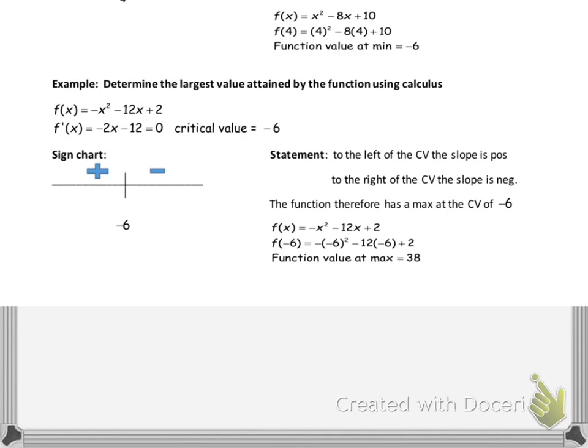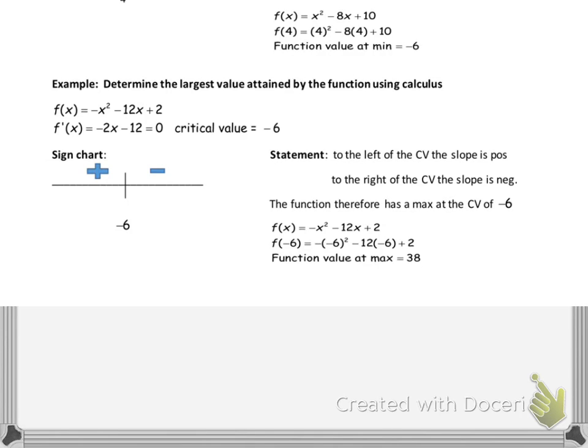Okay, so in the second example, we've been asked to determine the largest value attained by the function using calculus. So here's your function, your f of x. Take your first derivative, set it equal to 0. You're finding where the slope of the first derivative is 0. That's your critical value. It is negative 6. Put the critical value on your sign chart. Pick a number to the left of negative 6. Plug it in your slope. You're going to get a positive. Pick a number to the right of negative 6. Plug it in the slope. You're going to get a negative.